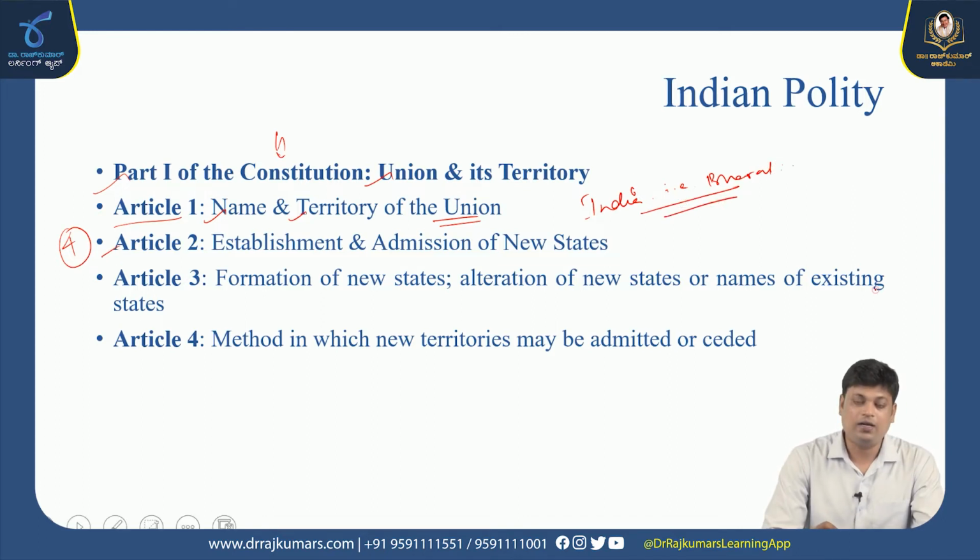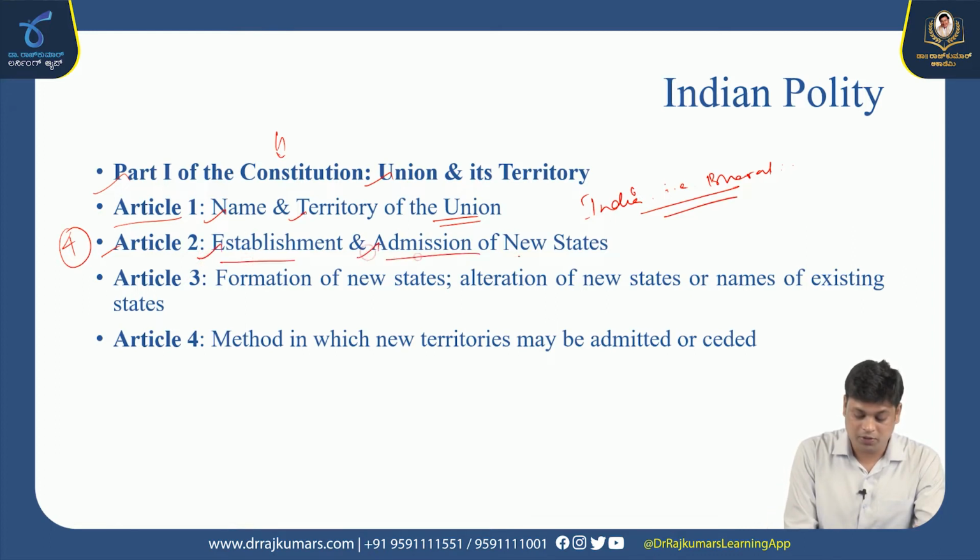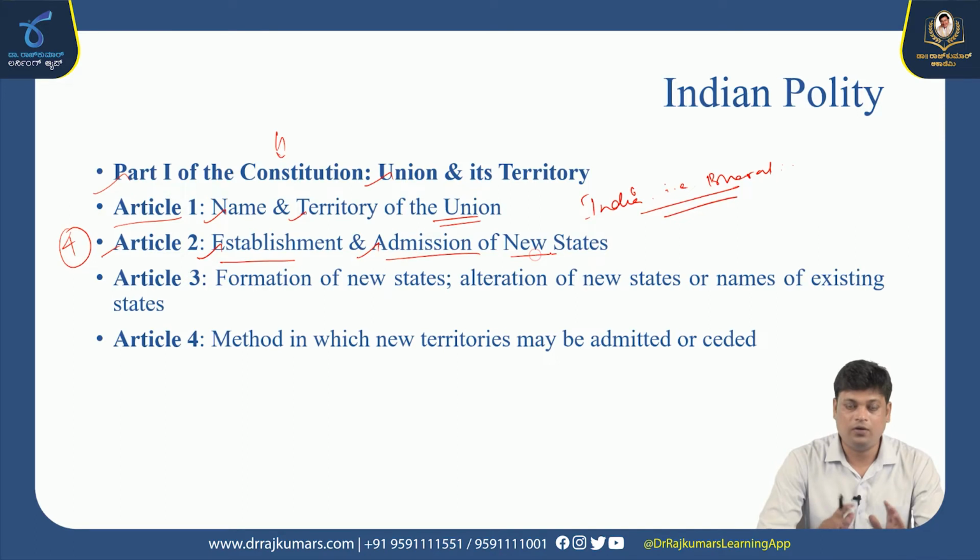Next is Article 2 of the Indian Constitution, which provides for the establishment and admission of new states. If any existing territories are to be bifurcated, or a new state is to be created in India, those provisions come under Article 2.